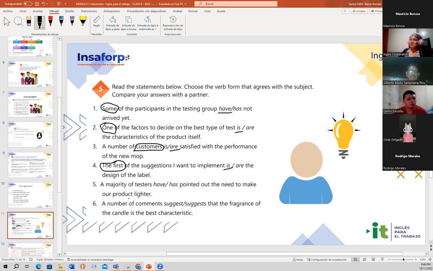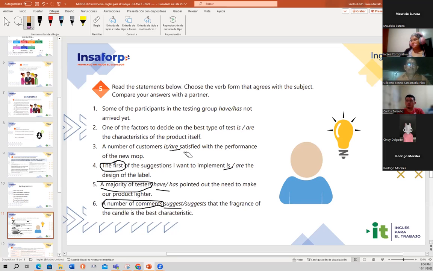Okay, good. The majority of testers have, because it's plural, have pointed out the need to make our product lighter. Okay. A number of comments suggest that the fragrance of the candle is the best characteristic. Okay. Really good. Very good. Thank you so much. Good examples. Verb agreement, right? Very good.